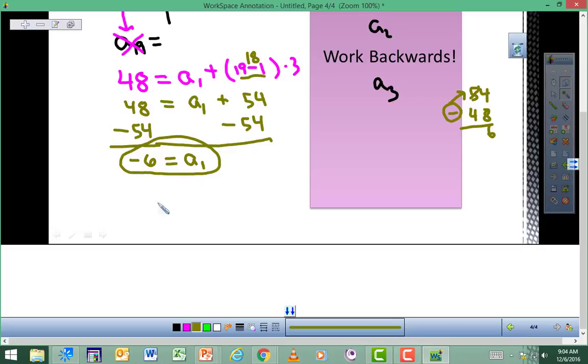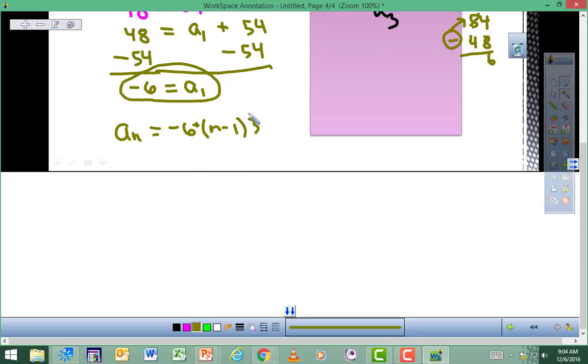Okay, so the general term then, what I'm after, is negative 6, and then what do we do? Plus n minus 1 times 3. Right? Now we could distribute this and simplify it a little bit further.